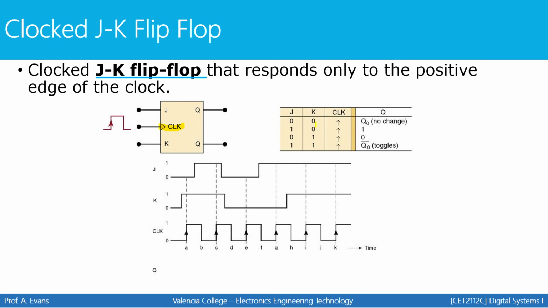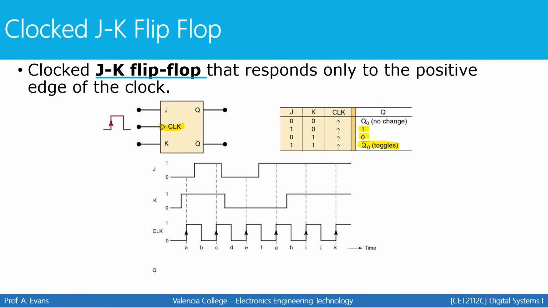When J and K are both low, the output will not change. When J is high while K is low, the output will be set. When J is low while K is high, the output will be cleared or reset. When they're both high, this is when the output will toggle. That just means whatever Q was before, it has now been flipped or inverted.